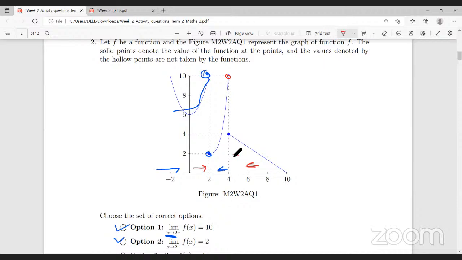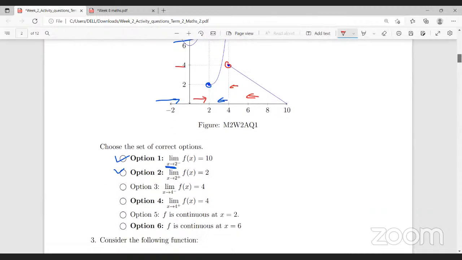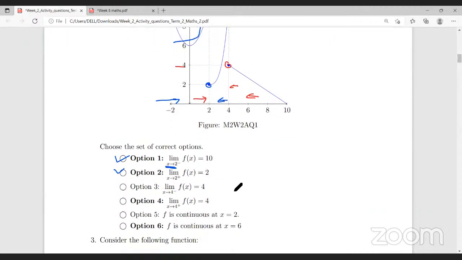This function, right? It will tend to 4. Here you can see, right? Basically, I am considering this point only as one point. We're going from 2 minus on the left hand side and 2 plus on the right hand side. We're approaching this particular point, right? We are not at that point. We're approaching that point.